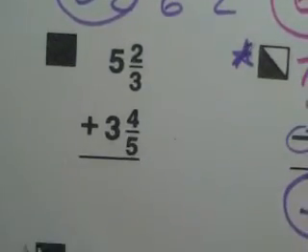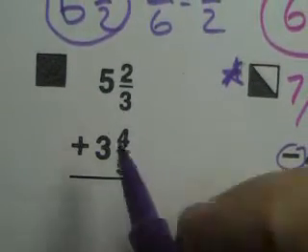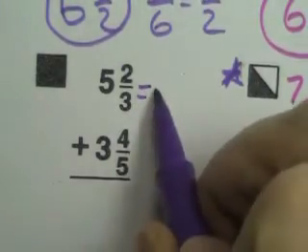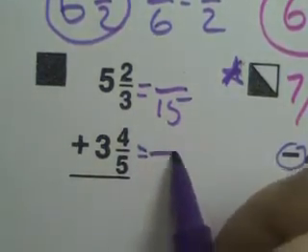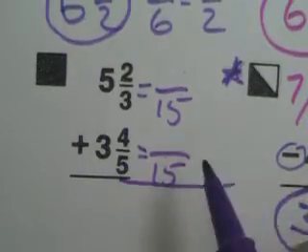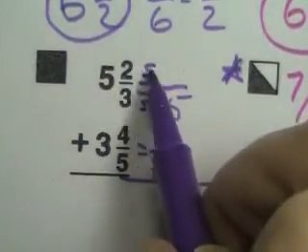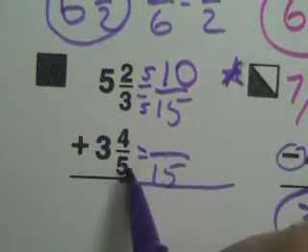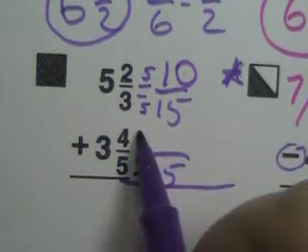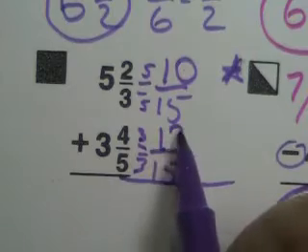Okay, going down. 3 and 5, they both fit into 15. So 3 times 5 is 15. 2 times 5 is 10. 5 times 3 is 15. 4 times 3 is 12.